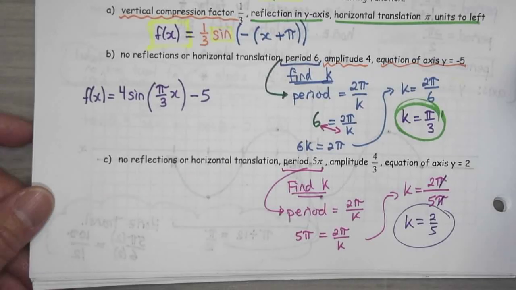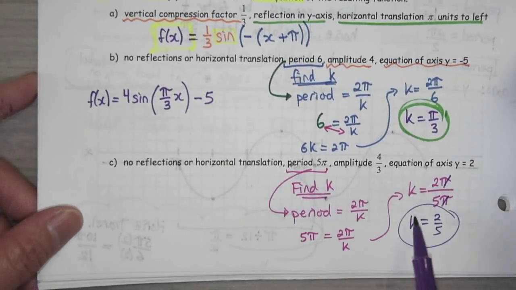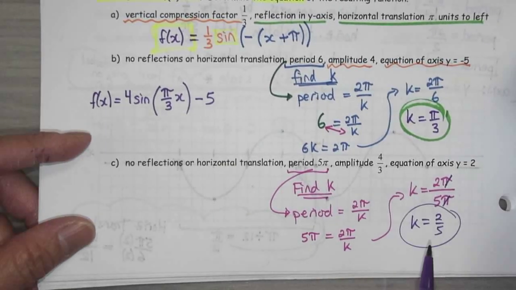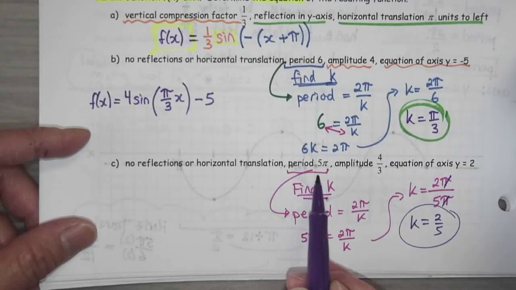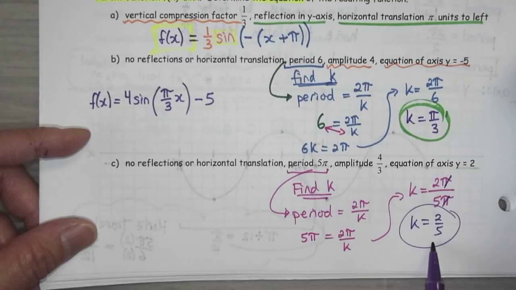Last bit here. I keep getting cut off at the last part of the question. So we've got all the k. So again, sometimes there'll be a pi in your k, sometimes there won't be, and I want to show you the difference. Look, the period is 5 pi, but it got rid of it here.